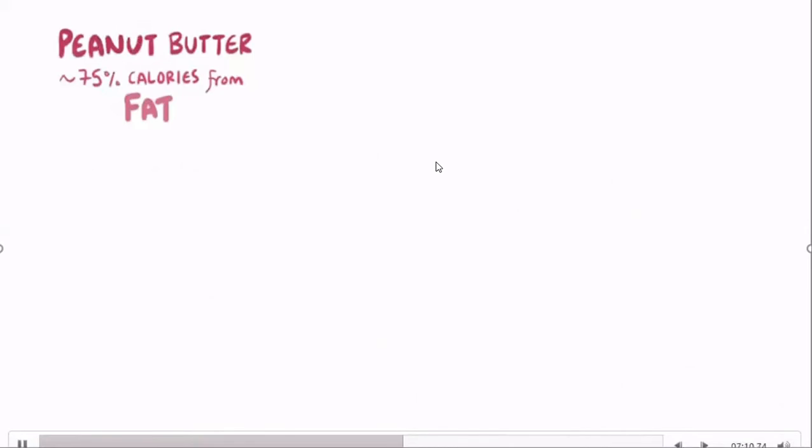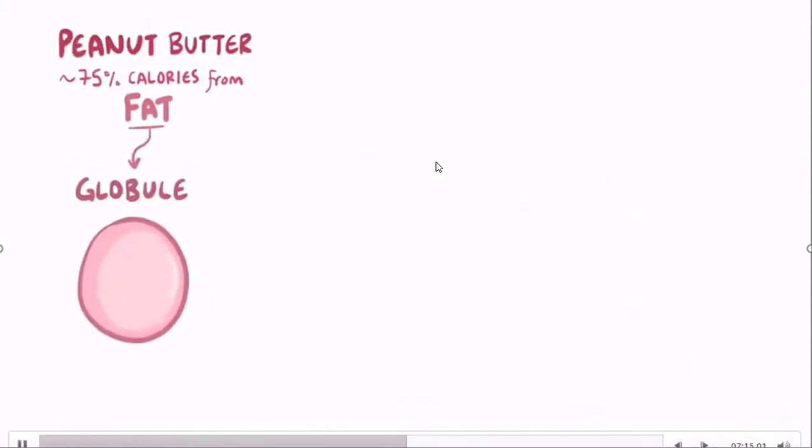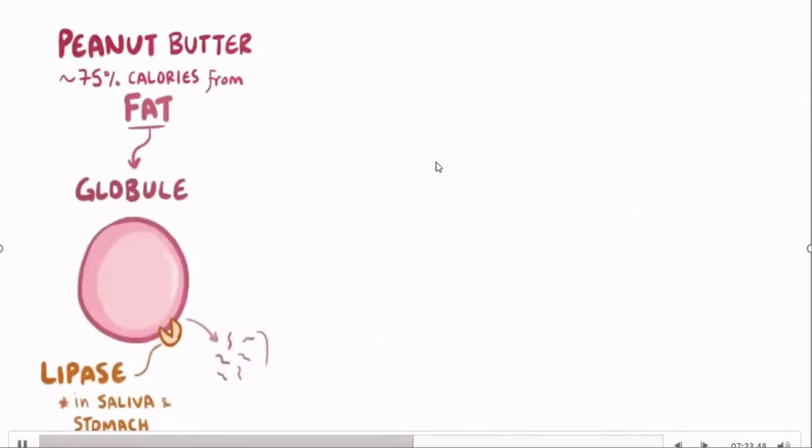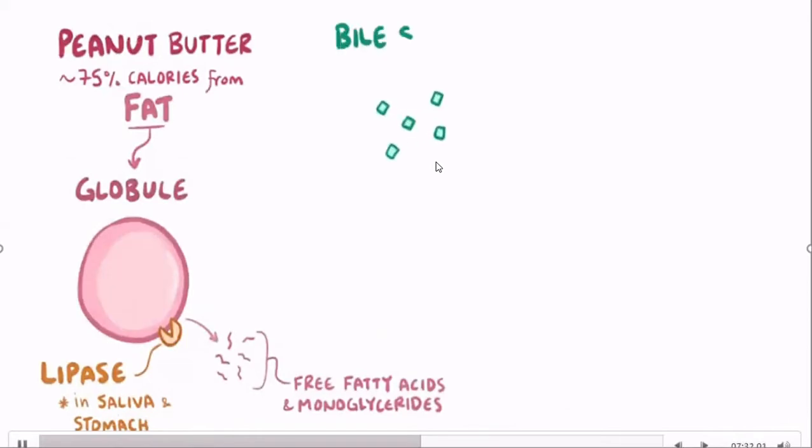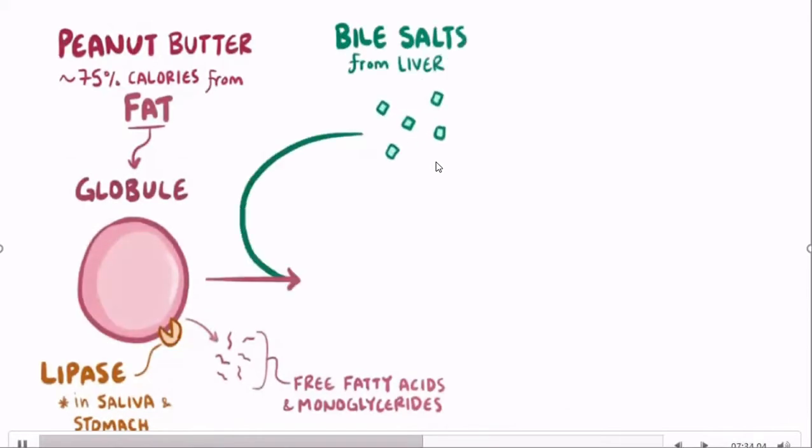First of all, triglycerides are hydrophobic, so they form large globules of fat, like what you see when you pour oil in water. Enzymes called lipases in the saliva, stomach, and secreted by the pancreas can break down triglycerides into free fatty acids and monoglycerides. But working on the surface of a globule is inefficient. So to speed things up, bile salts produced by the liver break the large fat droplet into smaller droplets, which increases the surface area for the lipases to work.